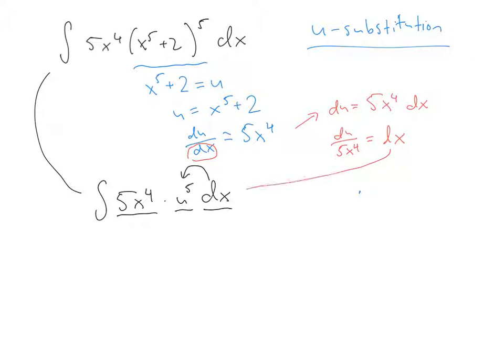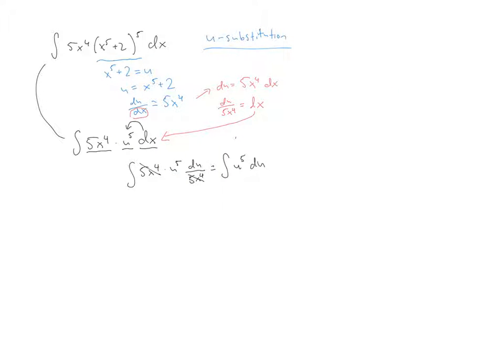And notice that now that we know what dx is, we can plug in for it, and let's take a look at what happens. The whole expression gets rewritten as the antiderivative of 5x to the fourth times u to the fifth, and then times du over 5x to the fourth. And what's nice about this is that you immediately notice that your 5x to the fourths would cancel, and this whole expression becomes the integral of u to the fifth du.